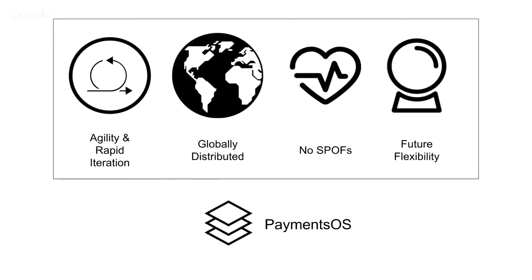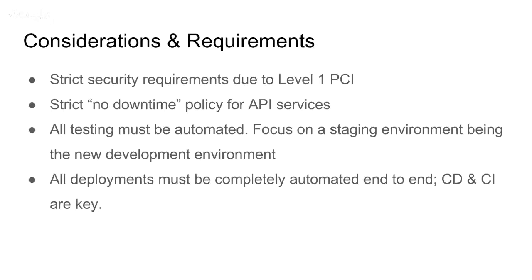So when we talk about the tenets of our platform, our product is called Payments OS. We broke everything down into 4 major categories, and we needed to solve each one of these problems by basically enabling it through technology. We looked at agility and rapid iteration, global distribution, CDNs, all that kind of other stuff, single points of failure, people, technology, various others, and feature flexibility. So we don't know what we don't know, and part of that's through our API first strategy and kind of other things.